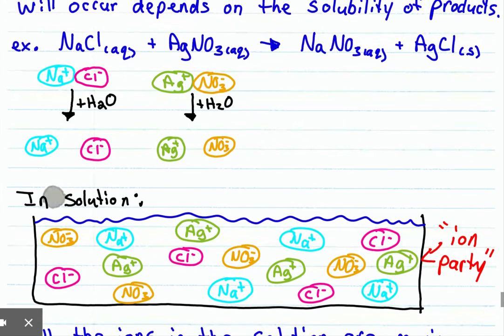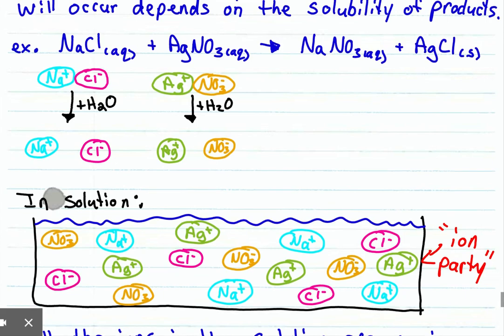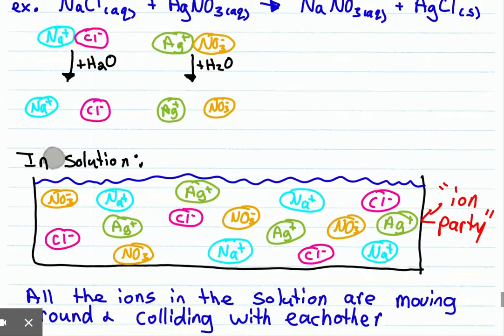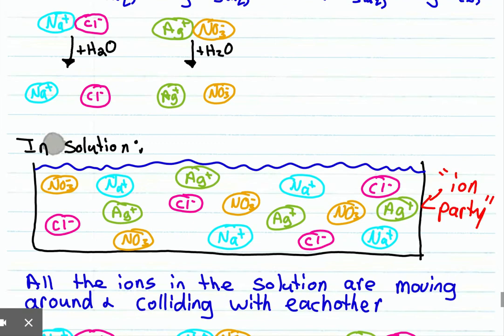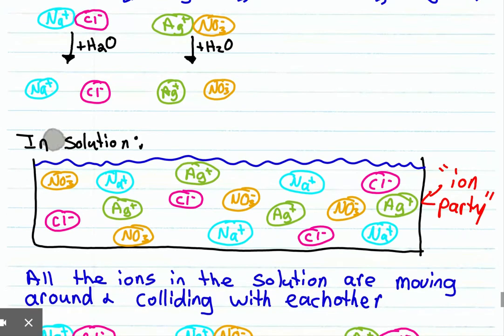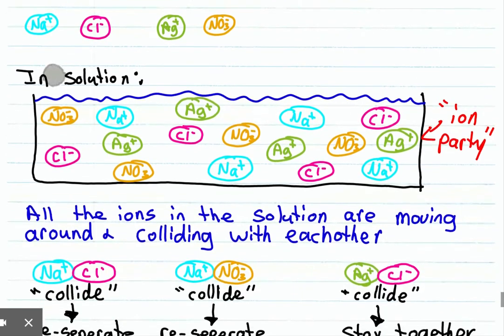What we know, going back to our particle theory, is that all the ions in this solution are moving around and colliding with each other. So just think about this for a minute. All of our ions are at an ion party. They're wandering around and mingling with each other. And when you're at a party, you tend to bump into people that you know.